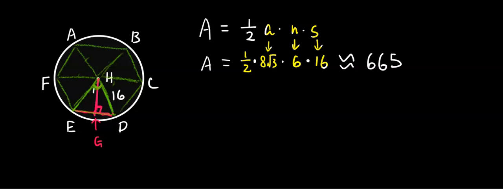We have about 665 square units. If you don't say what is given to you, like centimeters, meters, or feet, you just write down units. Alright, this is how we find the area of a regular polygon that is inscribed in a circle.